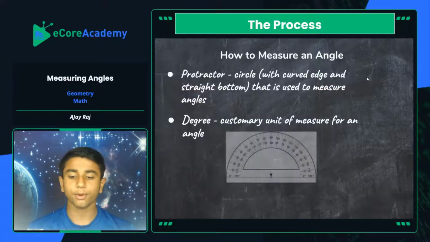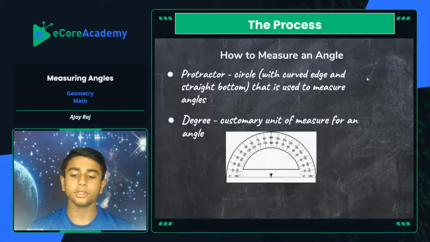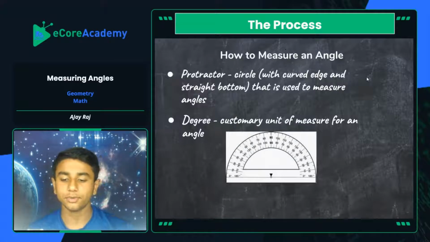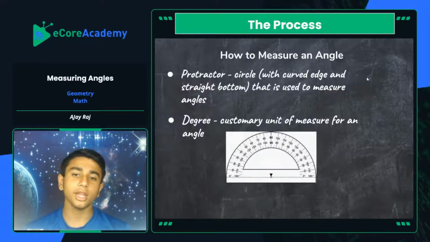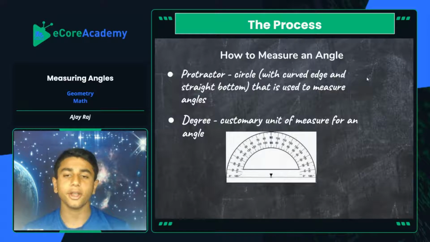And this is what a protractor looks like. So basically what it does is it shows levels from 0 to 180 degrees, with 180 degrees being the maxed out angle, which is a straight angle, which is the most that a singular angle can be. And as you can see here, you can see overlapping lines going from 0 to 180 in increments of 10.